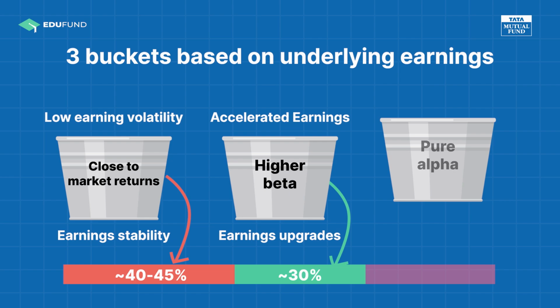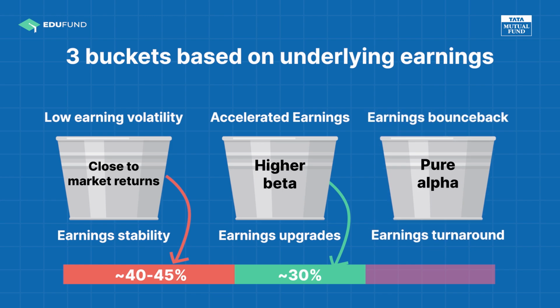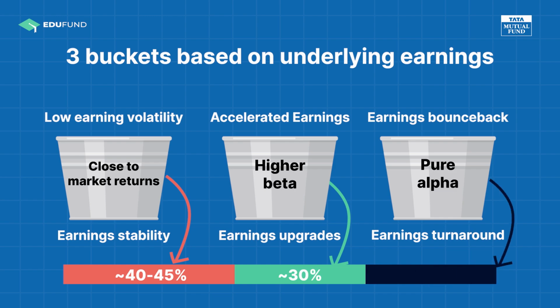The third is our pure alpha segment, which we call earnings turnaround. This is where we look at stocks or sectors that have gone through 4-5 years of pain. We think that the pain is bottoming out here. We don't have an immediate visibility of the pain turning into gain, which means we don't know if it'll take 6 months or 18 months for these earnings to bounce back. But we think they won't fall further from here, and therefore we go and sit in these kind of sectors.